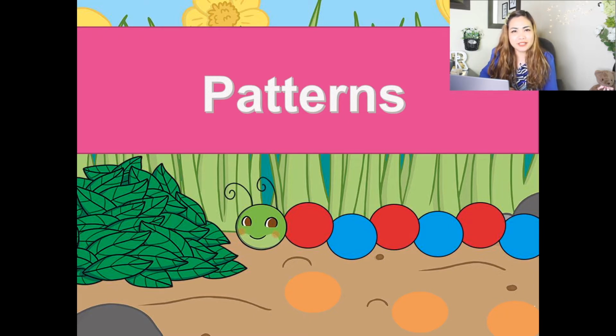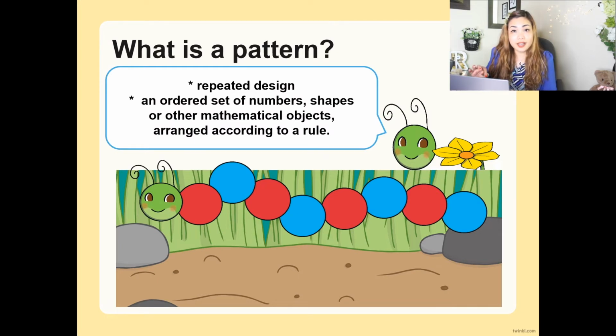So what do we mean by patterns? Let's find out. Pattern is a repeated design. It goes over and over again. And an ordered set of numbers, shapes, or other mathematical objects arranged according to a rule. For example, you will see a pattern that goes like circle, triangle, circle, or colors, or even numbers.